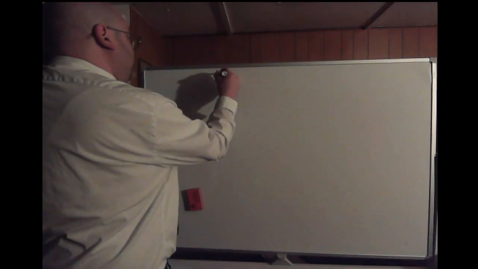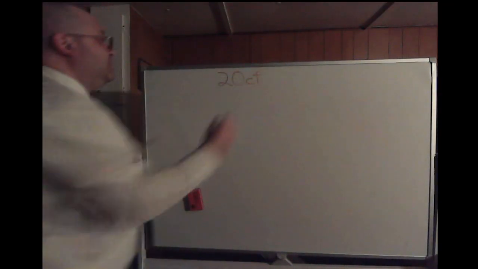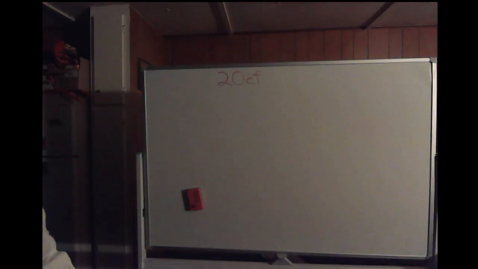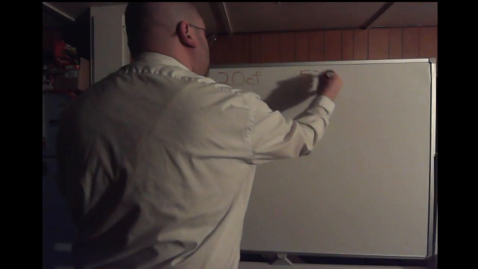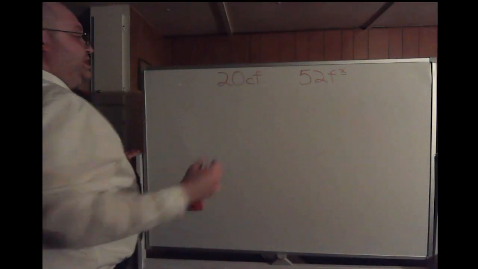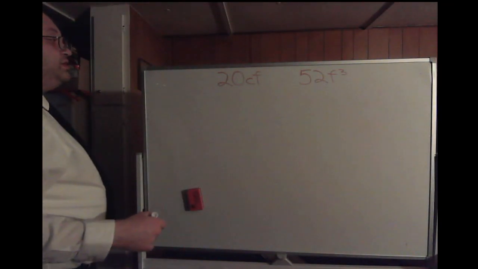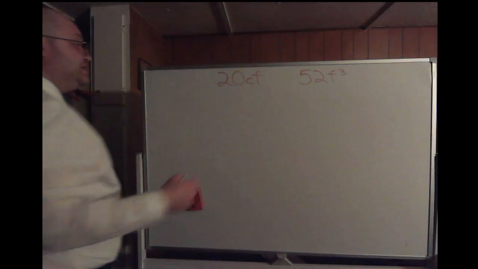Let's see. We have 20CF and 52F to the third. So we have 20CF and 52F to the third. Well, let's start out here by breaking these down.